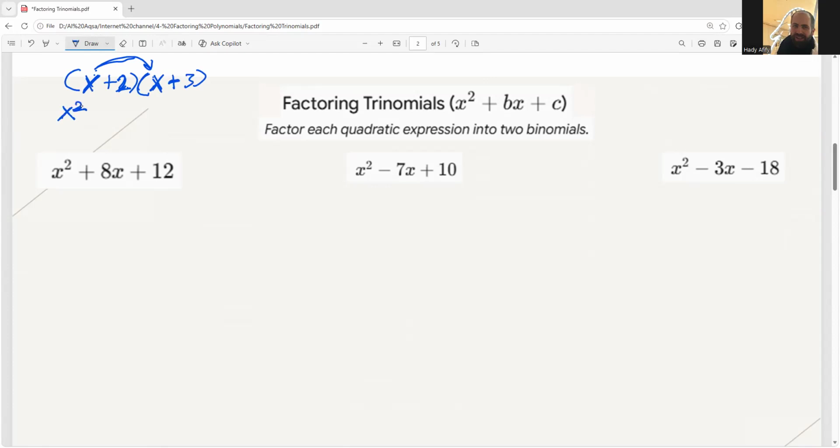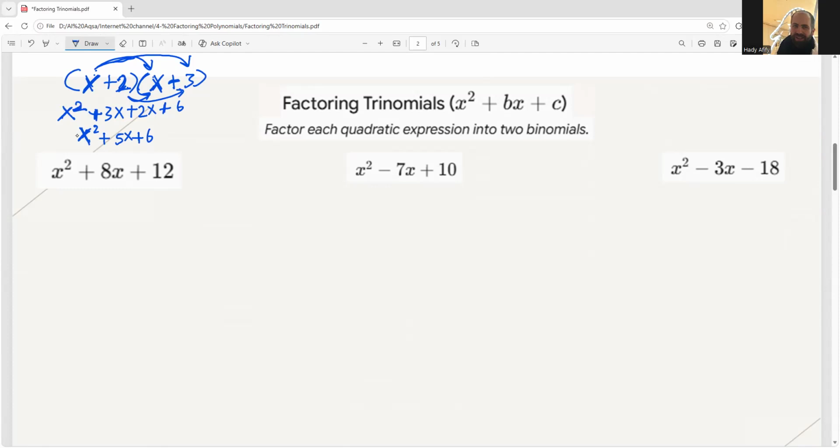Sorry for the pen, for some reason it's not working well. And then we're going to multiply 2 with 3, so it will be 3x. Then multiply 2 times x will be 2x. Multiply 2 times 3 will be 6, and then we look for the like terms, and we're going to add them. So x squared plus 3x plus 2x will be 5x plus 6.